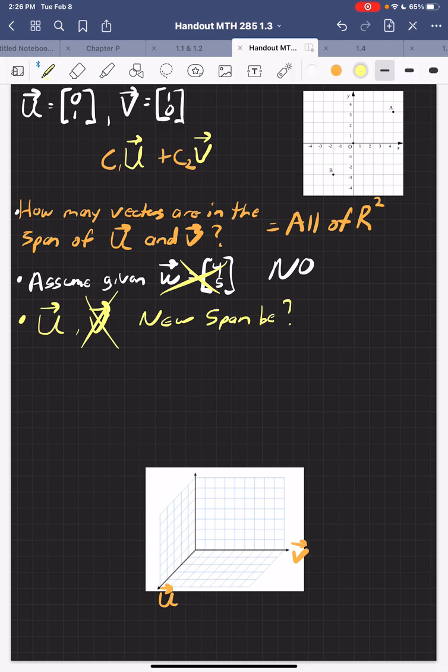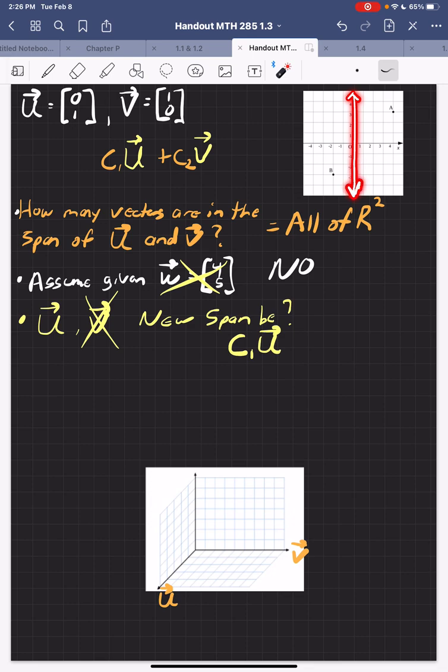Well, let's think about it. First, we'll draw it. So our new linear combination is just c sub 1 multiplied by u, right? It used to be plus c sub 2 multiplied by v, but I took v away, didn't I? So now you're just stuck with this. Now, since this is u, does it make sense that your new span would be every vector on this line?